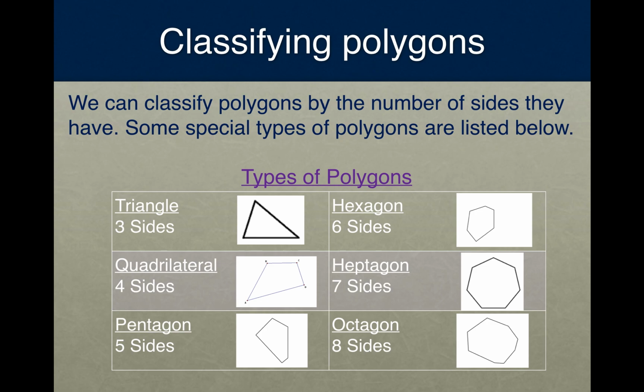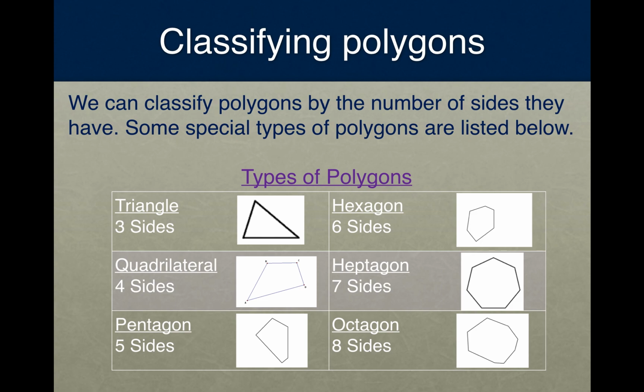Okay, next we're going to talk about classifying polygons. So we can classify polygons by the number of sides they have. And we have special names for these types of polygons. I believe you should know these already, but just in case, we're going to have you fill out this table in your notes. So a triangle, that's a 3-sided polygon.